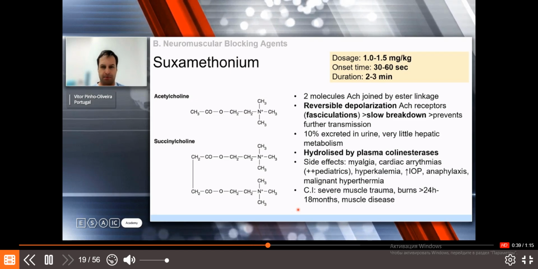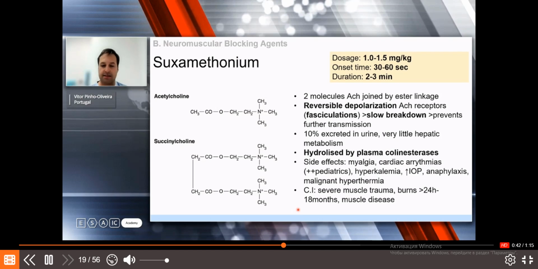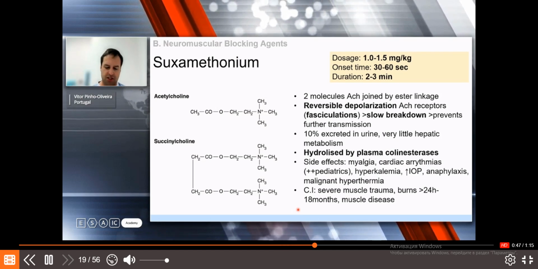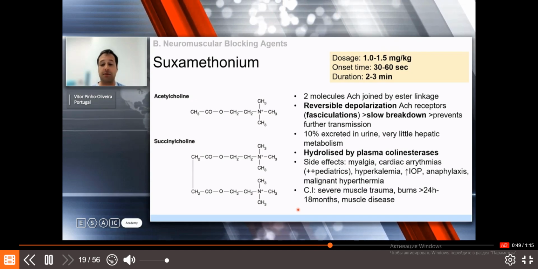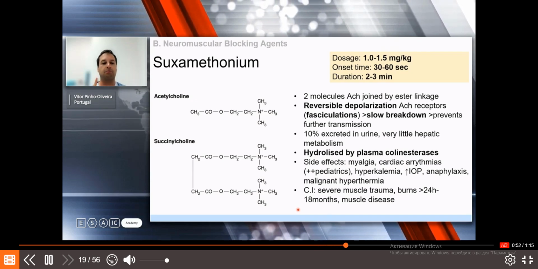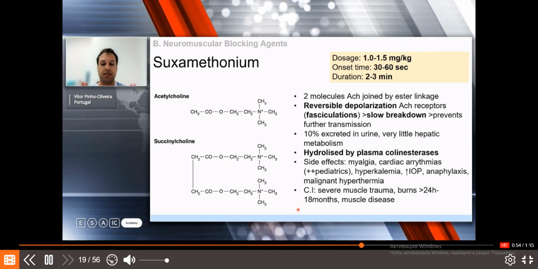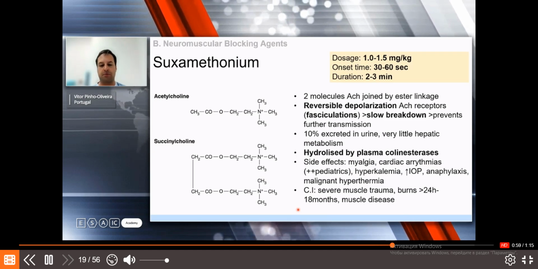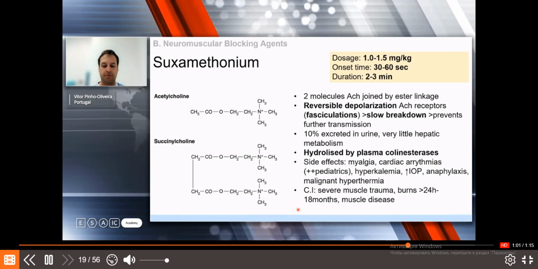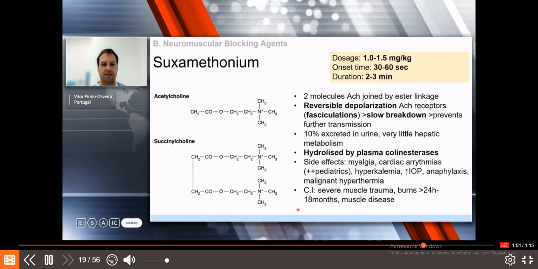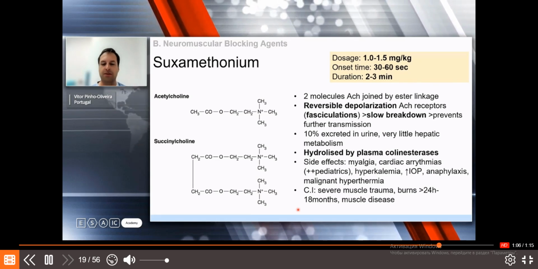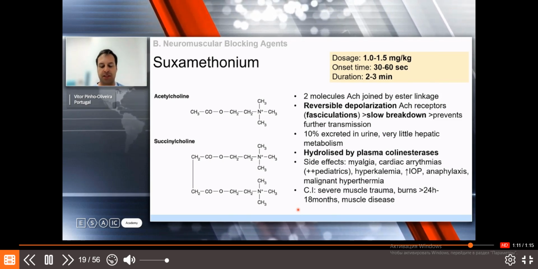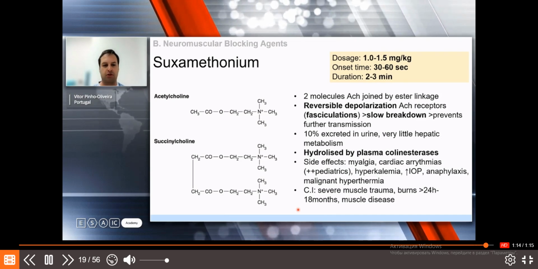It's hydrolyzed by the plasma cholinesterases, and has a lot of side effects like myalgia, increased risk of cardiac arrhythmias, especially in pediatric patients, hyperkalemia, anaphylaxis, malignant hyperthermia, and is strictly contraindicated in severe muscle trauma, from the first 24 hours after burns until 18 months from the burn, and in muscle diseases, as we mentioned before, because of the upregulation of the immature or fetal postsynaptic acetylcholine receptors.